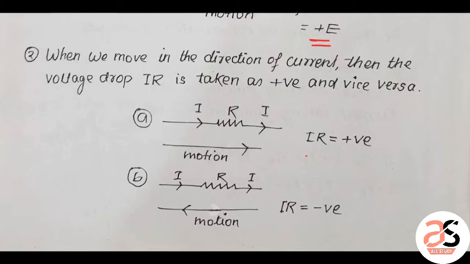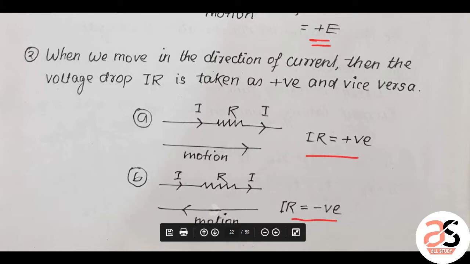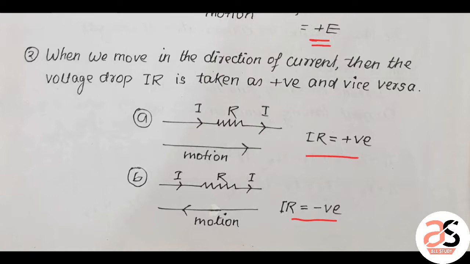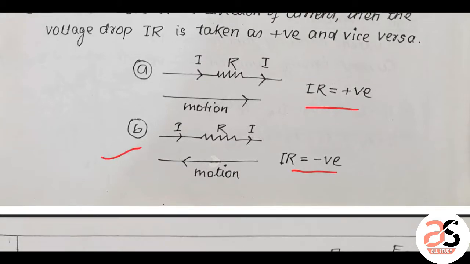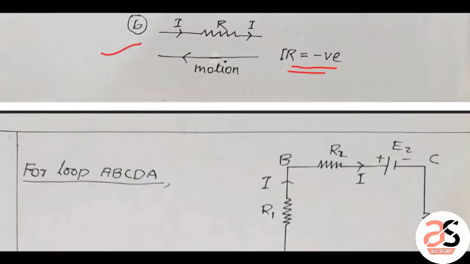So for the right side, we have to consider two directions here. First one is when we are moving along the direction of current, then the IR drop is taken as positive. And second, when we are moving against the direction of current, it is taken as minus.